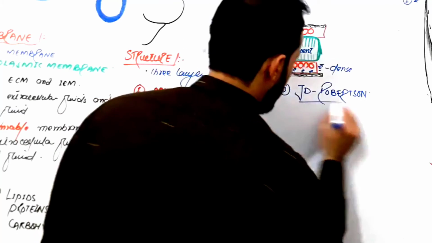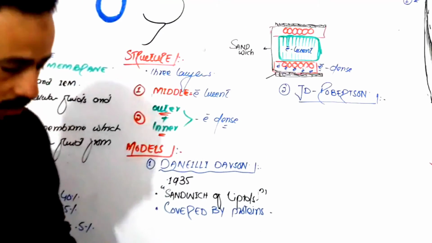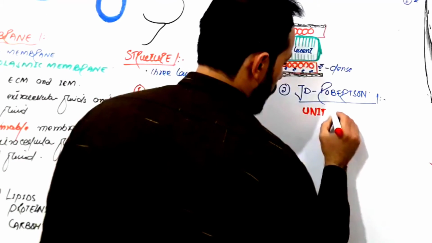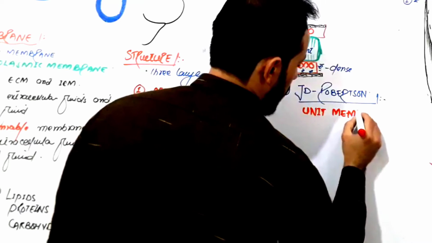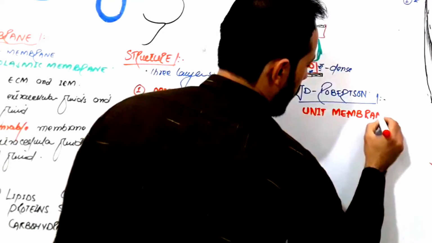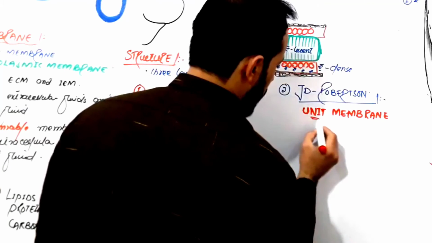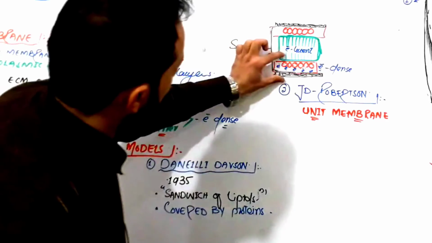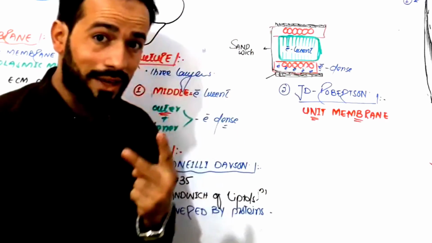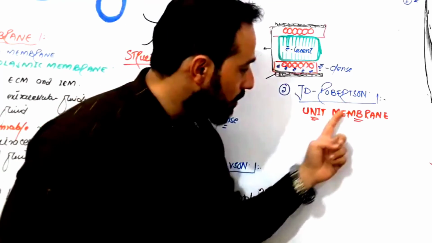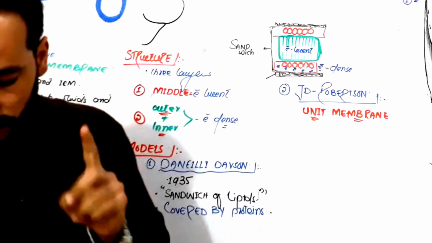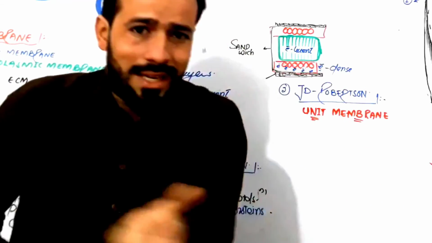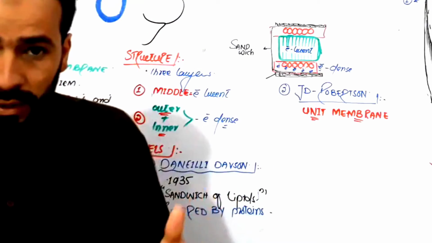J.D. Robertson considers the cell membrane as a unit membrane. Unit membrane means that he says the cell membrane is a very, very thin membrane, and it is considered as only one membrane. As you can see here, we say that the cell membrane is a phospholipid bilayer, two layers. But according to J.D. Robertson, the cell membrane is a unit membrane. It is composed of only one layer.